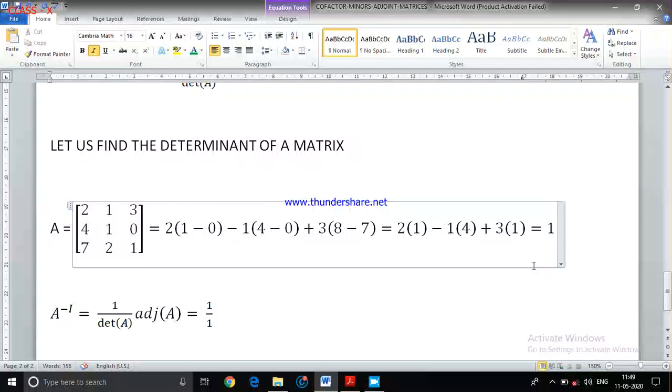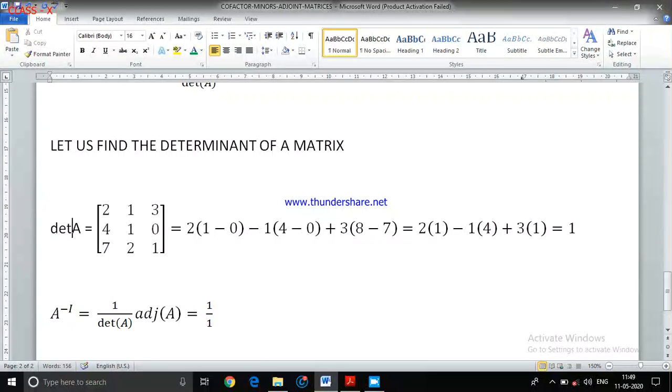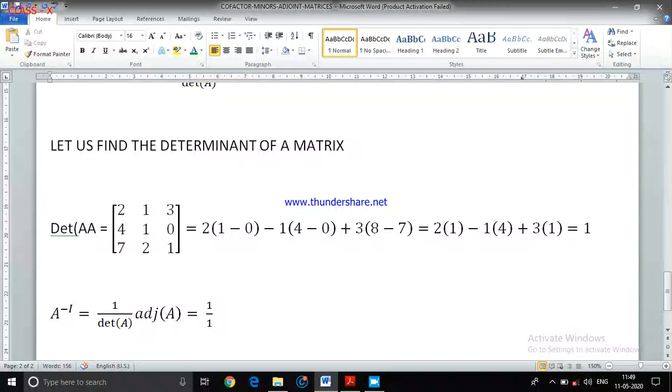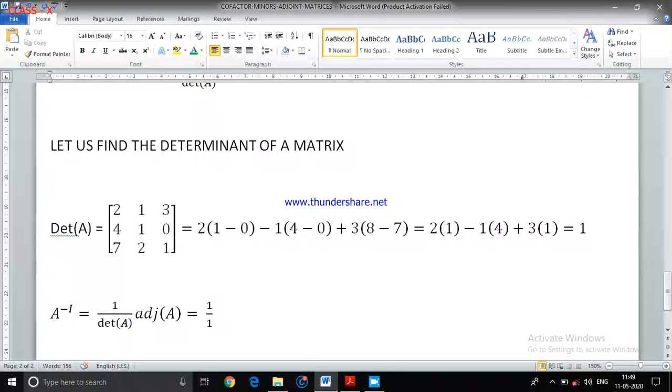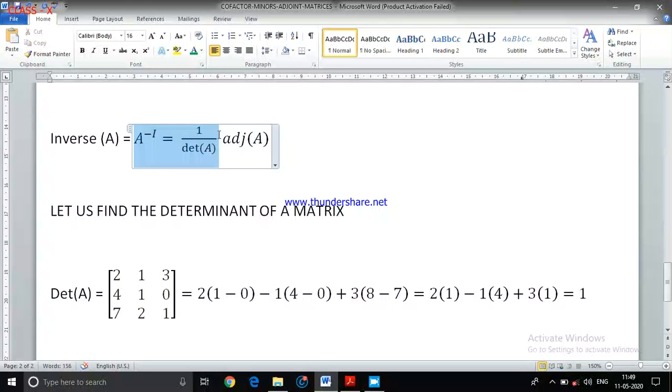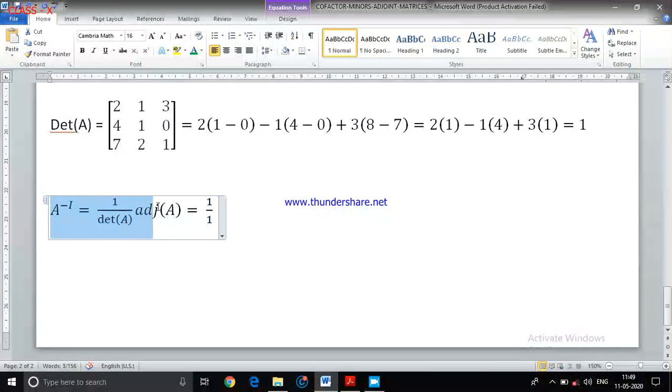Now the determinant of the A matrix, I have to put it here: determinant of A, delta of A equals 1. Now, what is the A inverse formula we discussed? A inverse is 1 upon delta into adjoint of A. So the same formula I have written here. A inverse equals 1 upon delta A into adjoint of A.